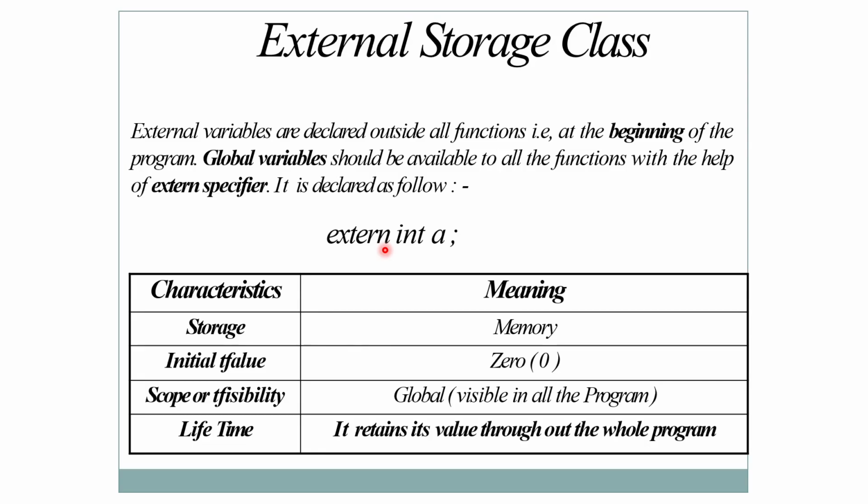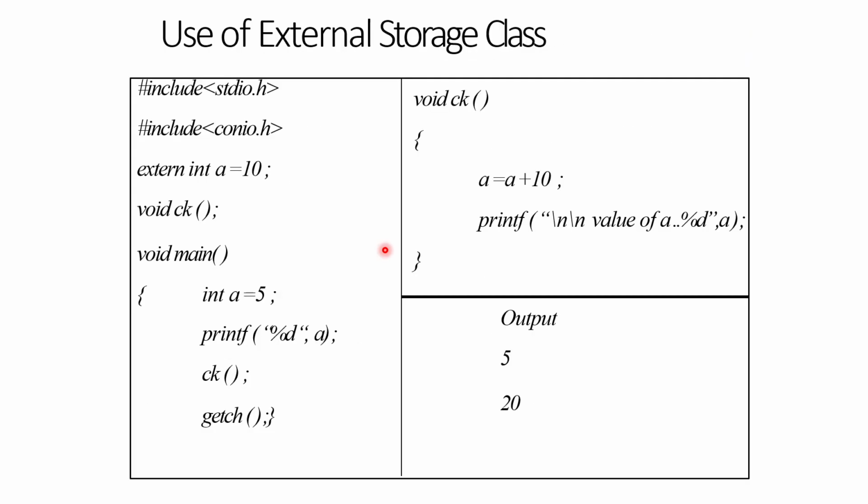So there is no problem of that particular variable vanishing when a function call or something happens. So what is an example of how we can use this external storage class? Let's see.